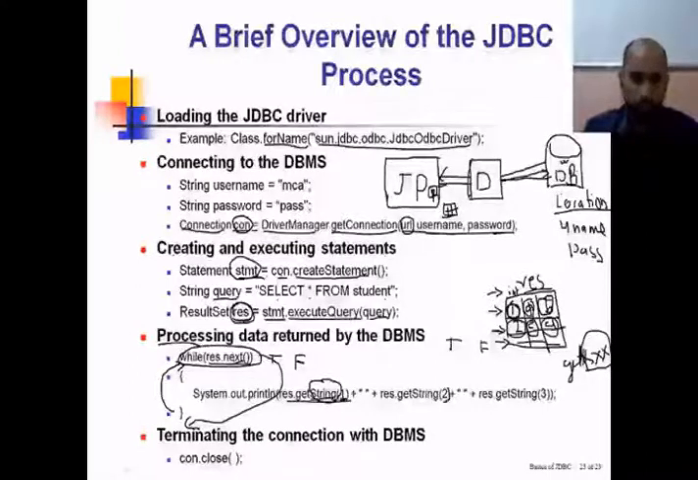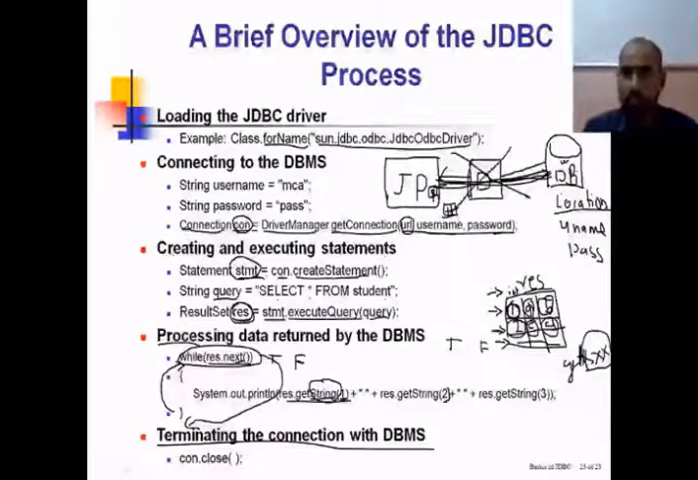Once you have processed the data returned by the DBMS, the last step is terminating the connection with the DBMS. You have all your work done with the database. You have connected, you have retrieved values from the database, and at the end you have to terminate this connection. To terminate the connection, a simple method is used, that is the con.close method. Once you call con.close, the connection will be released.